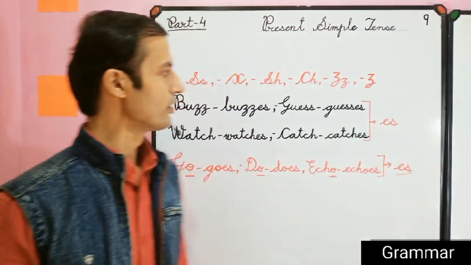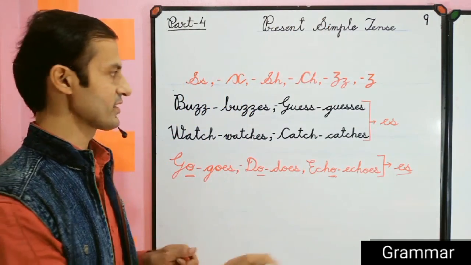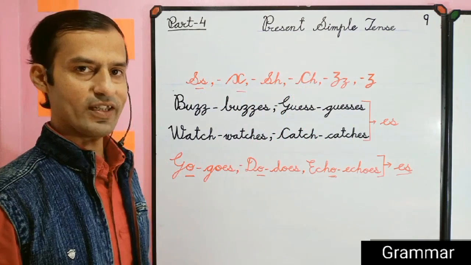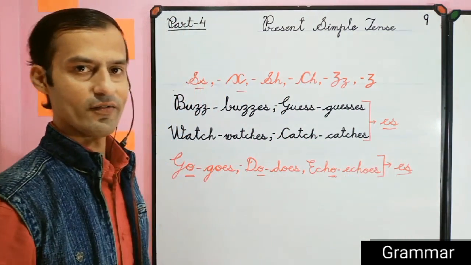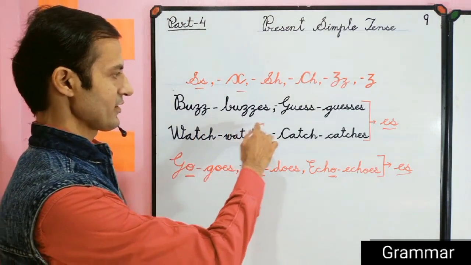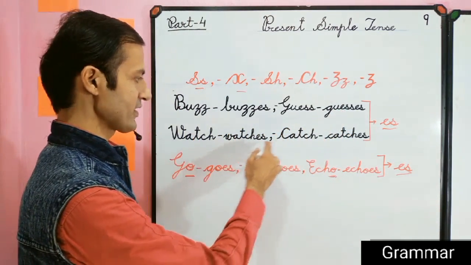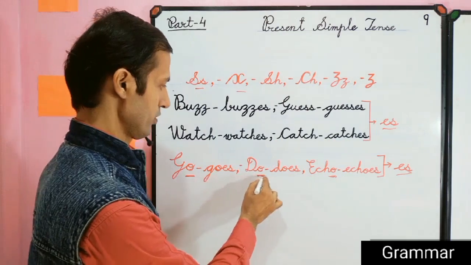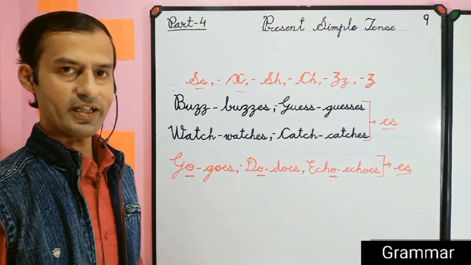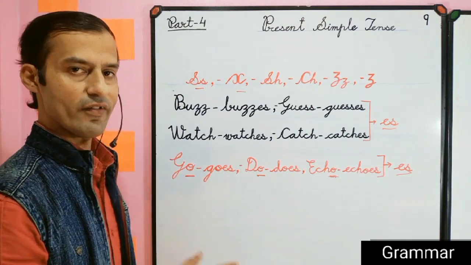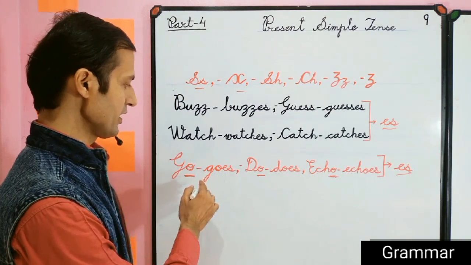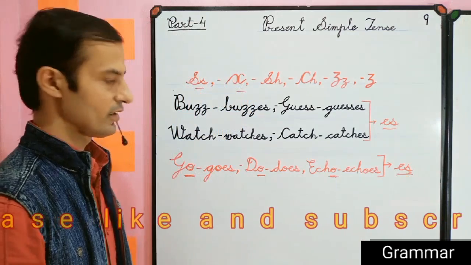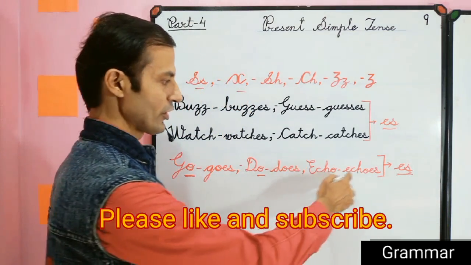And when the verb ends in SS, X, SH, CH, double Z or Z, we add ES at the end of the verb. Budge, budges, gas, gases, watch, watches, catch, catches. And when the verb ends in O, it becomes goes, because we add ES at the end of the verb. Go, goes, do, does, echo, echoes.